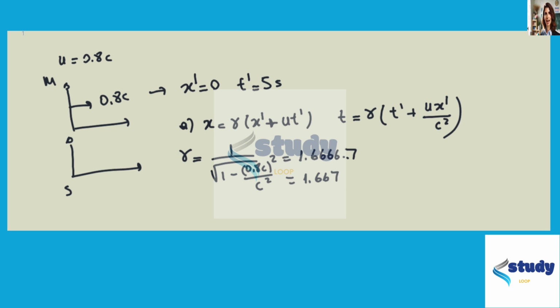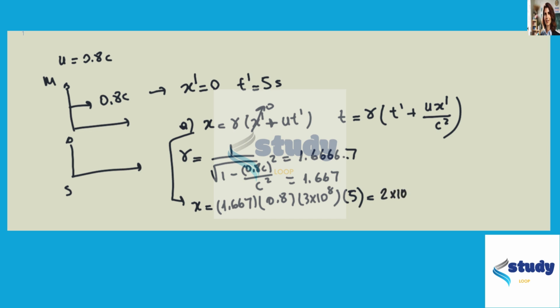Let's roll it up. Now, using the first equation, x is going to be equal to 1.667 times x prime. We said this was 0, right? So we only have u times t. U is 0.8 times c, the speed of light. So let's write 3 times 10 to the power of 8 times t prime, which is 5 seconds as measured by Mavis. Now the distance traveled is going to be equal to 2 times 10 to the power of 9 meters for Stanley.